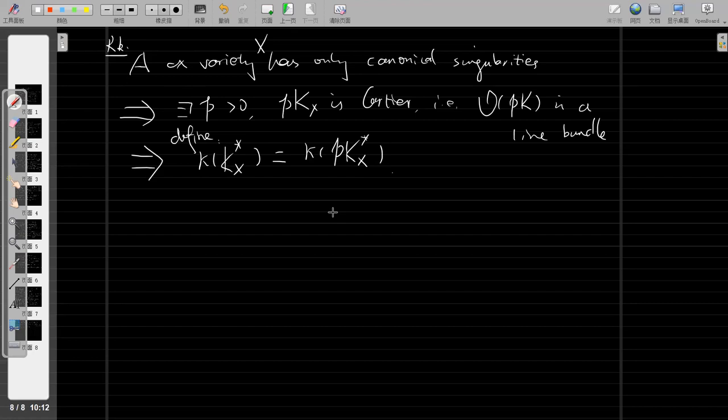There are also two remarks. The first one is that the bigness assumptions are indispensable.